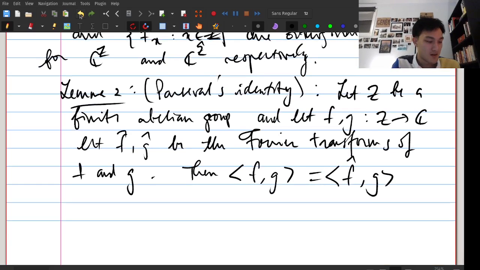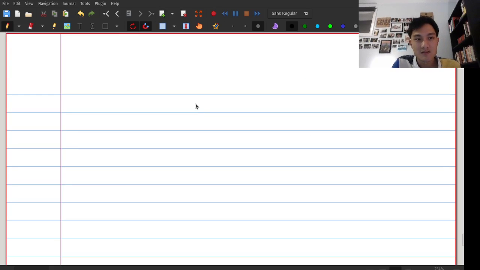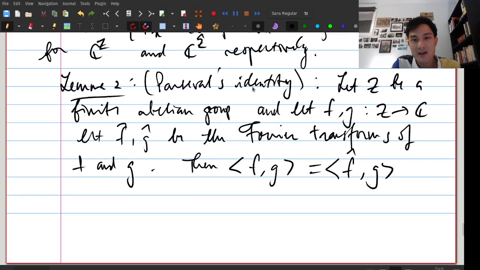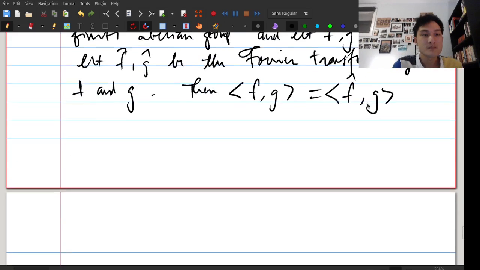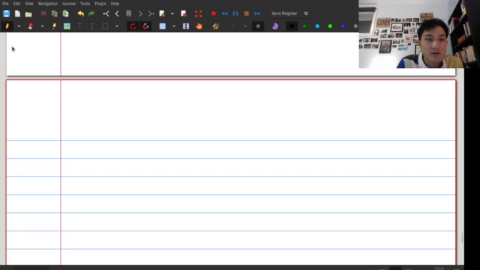So let's get to the proof of this. We'll need a new page. We're trying to prove that the inner product of f and g is the same as the inner product of the Fourier transforms of f and g, respectively.